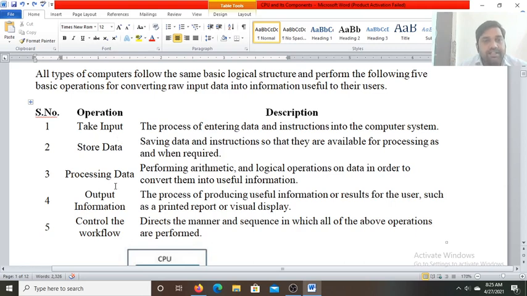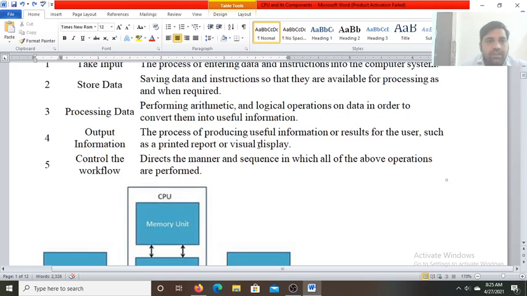They process the data, means perform the arithmetic and logical operations on data in order to convert them into useful information. Okay. Next, you can see after that they process the data by performing the arithmetic and logical operations and convert the input data into the useful information.